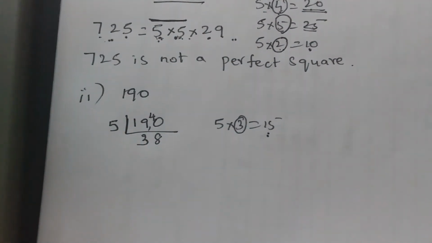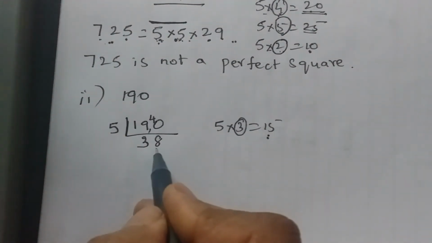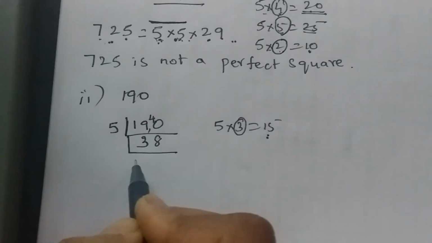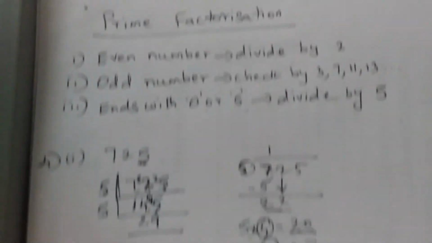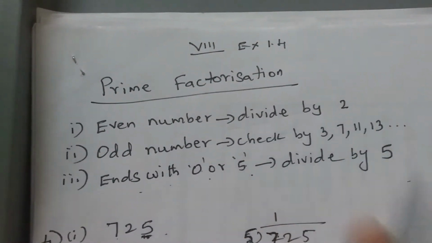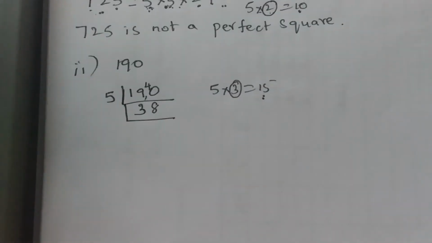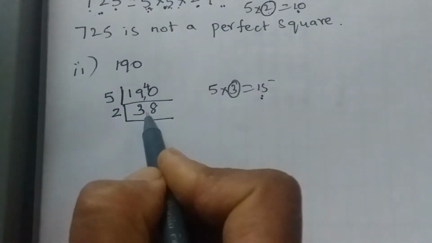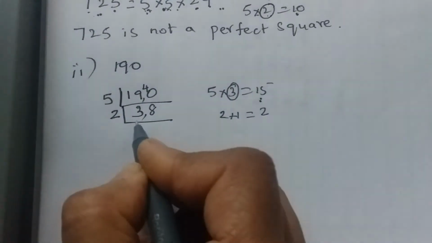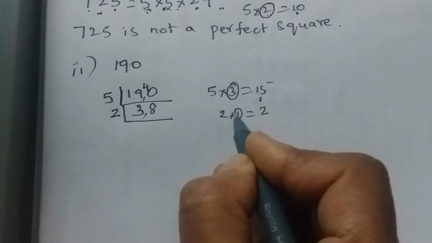Now what is this 38? Ending with 8, it is an even number. If it is an even number, what is the factorization rule? If it is an even number, we should divide by 2. So divide by 2. Take the first number 3. 2 ones are 2, 2 twos are 4, but we have only 3. So it goes only one time.